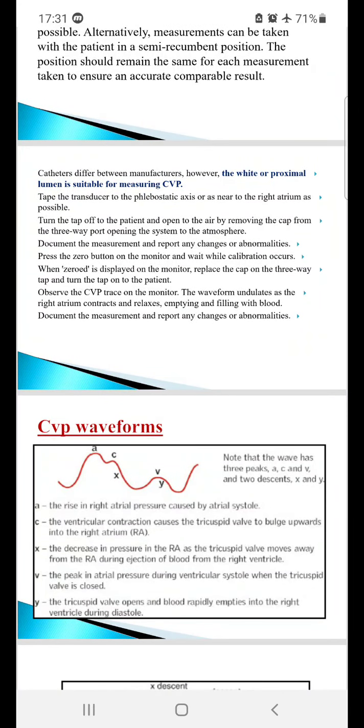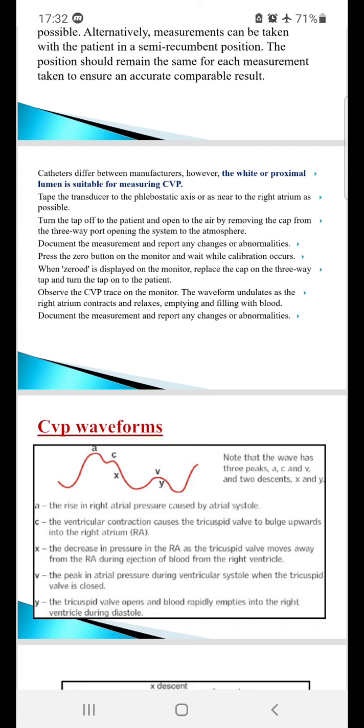We usually measure through the white or proximal lumen. Tape the transducer to the phlebostatic axis or as near to the right atrium as possible. Turn the tap off to the patient and open to the air by removing the cap from the three-way port, opening the system to the atmosphere. Document the measurement and report any changes or abnormalities.